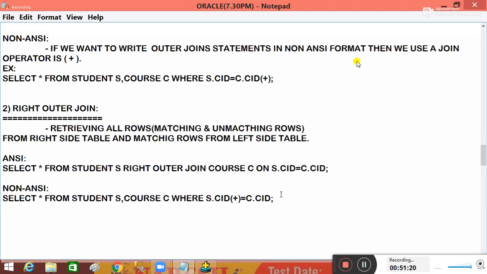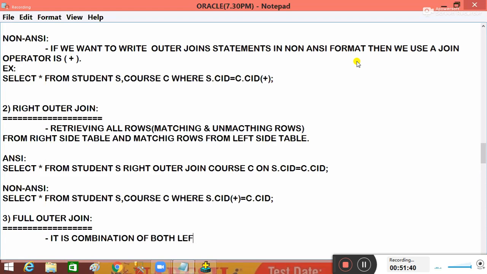Okay, right. So this is the right. Suppose I want to go for the next one, which is full outer join. Okay, what it was telling is that it is a combination of both left plus right outer joins.